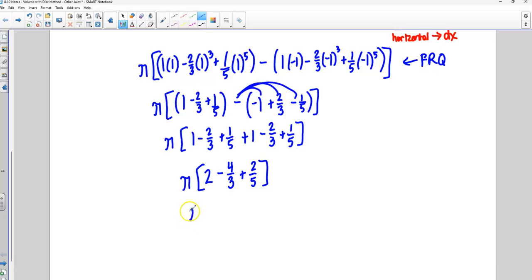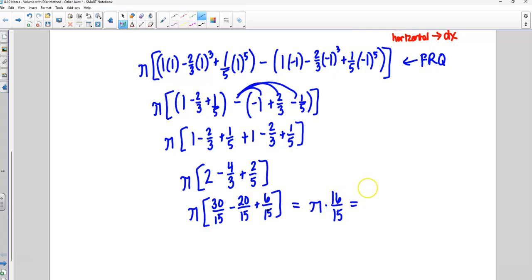Now I've got to go common denominators. We're going to have to use 15, so we'll have 30 over 15 minus 20 over 15 plus 6 over 15 there. So we got 30 minus 20 will give me 10, plus 6 will give me 16. So we'll get pi times 16 over 15. They will probably write this as 16 pi over 15.